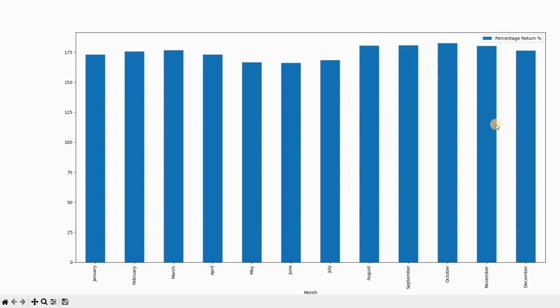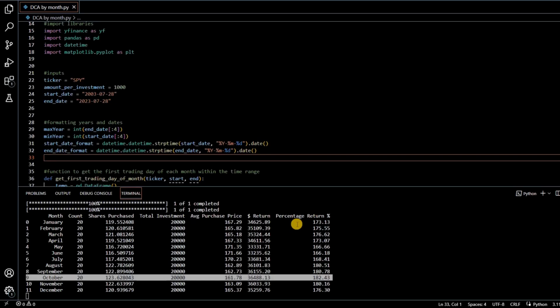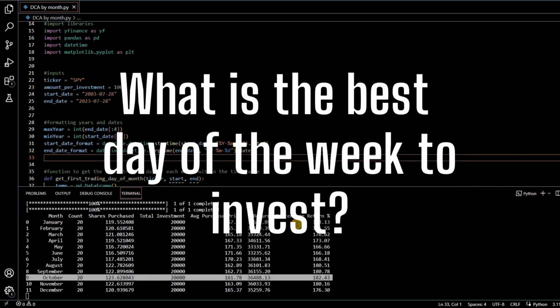Overall, it seems to be hard to say whether or not you should invest in a specific month. Over the long run, it doesn't seem like it makes that huge of a difference depending on what month you invest your money in.